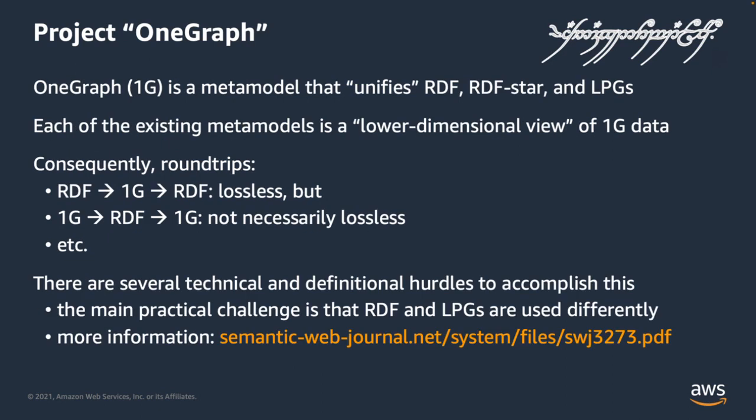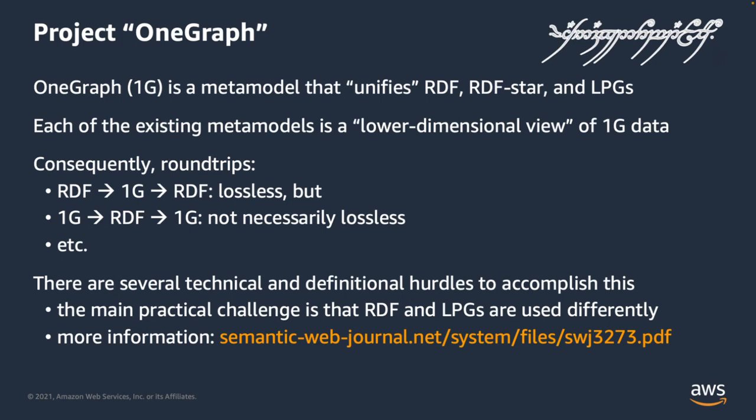So OneGraph is really a meta model that unifies the RDF-star and LPG meta models, and each of these is a view of the OneGraph data that is potentially missing some things. This means that when we do round trips, you start from RDF, you go to OneGraph and come back, that's a lossless round trip. But there are some OneGraph graphs that if you go to RDF and come back, you may have lost something. This is inevitable.